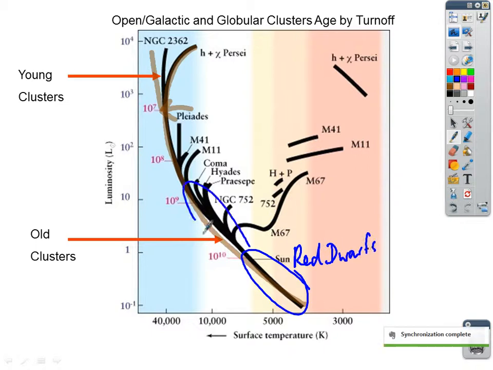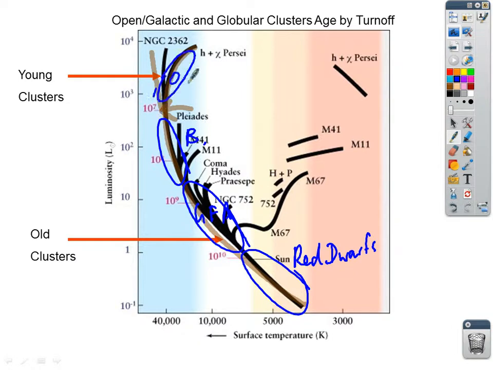We have G, F and A class stars. We have a lot of blue stars, B stars up there. But most of the O class stars are beginning to die. Okay. So we can see that this is quite a young cluster.